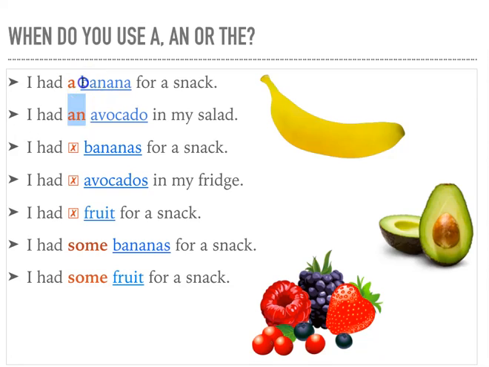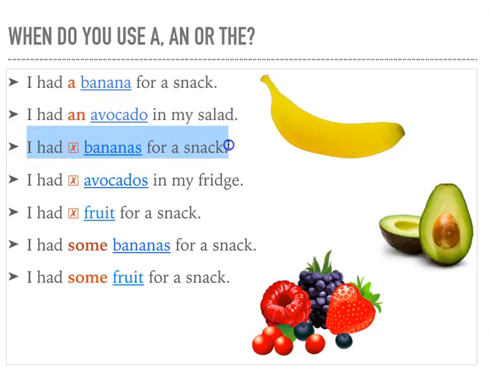Once again, if we have a noun that starts with a consonant, you actually add an a. But if you have a noun that starts with a vowel, a, e, i, o, u, you must use the article an. Let's look at these examples in plural form.